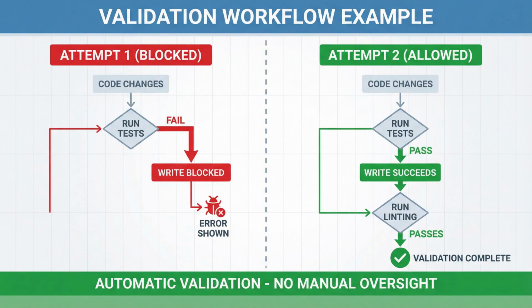Here's how it works in practice. A teammate attempts to write code to a file. The pre-tool hook intercepts and runs the test suite. If tests pass, the hook allows the write and the code is saved. If tests fail, the hook blocks the operation and shows the agent which test failed. The agent sees the error, fixes the code, and tries again. The validation runs automatically. No manual checking required.